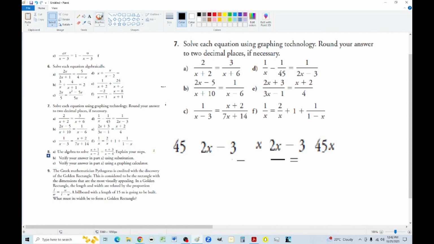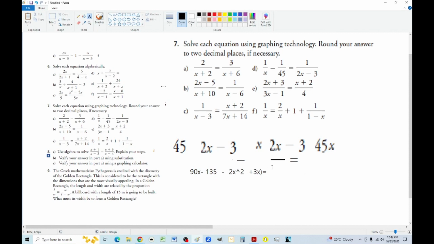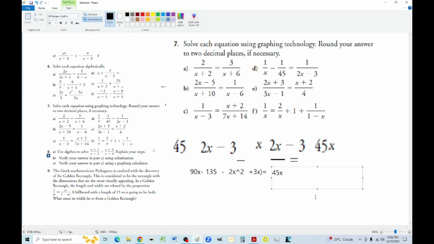So that means I'm going to get 45 times 2x minus 3, which is 90x minus 135. And then there's going to be a minus 2x squared minus 3x, which is going to become a minus 2x squared plus 3x when that minus goes through it. And then on the right side, we're going to have 45 times 45x. And that's what we have.